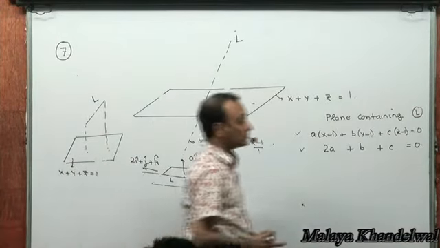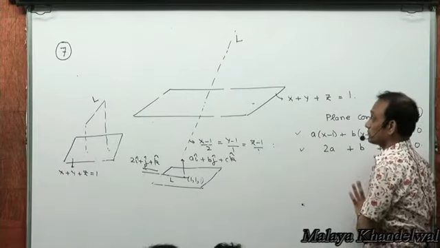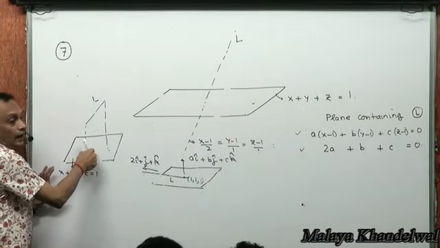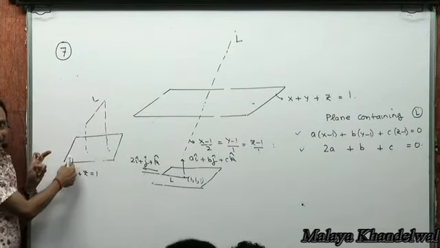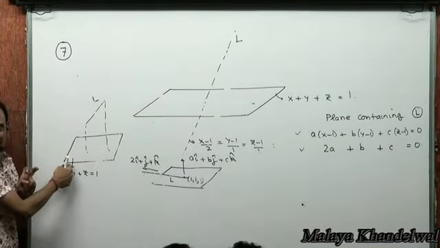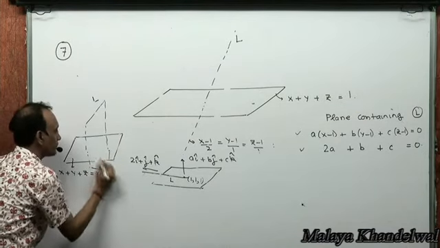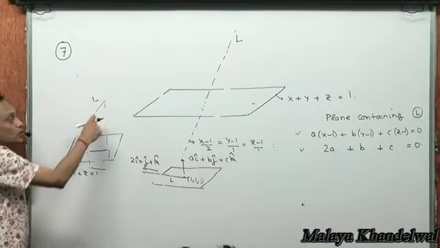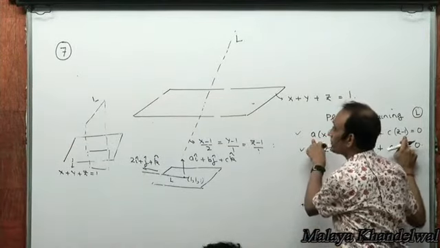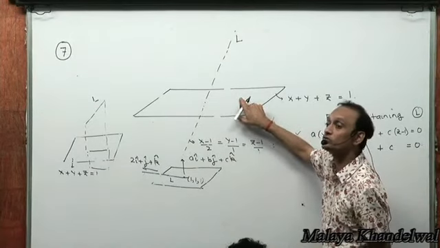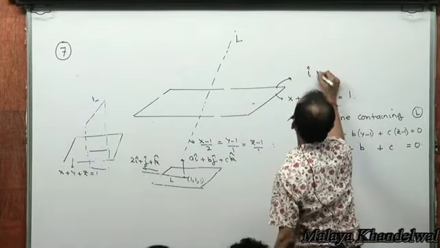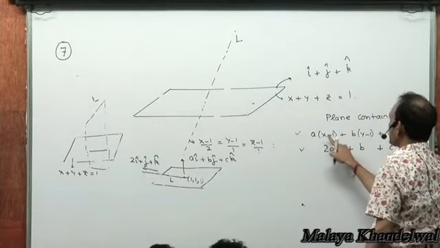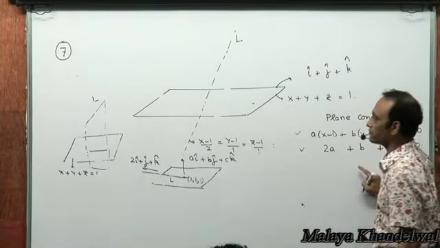Now, again, this plane containing this line, I want this plane to be perpendicular to this plane. Yes or no? I want this plane containing this line L to be perpendicular to this plane. That means the normal to this plane and the normal to this plane must be perpendicular to each other. What's a normal to this plane? i cap plus j cap plus k cap. That's the normal to this plane. And what's a normal to this plane? A i cap plus B j cap plus C k cap.